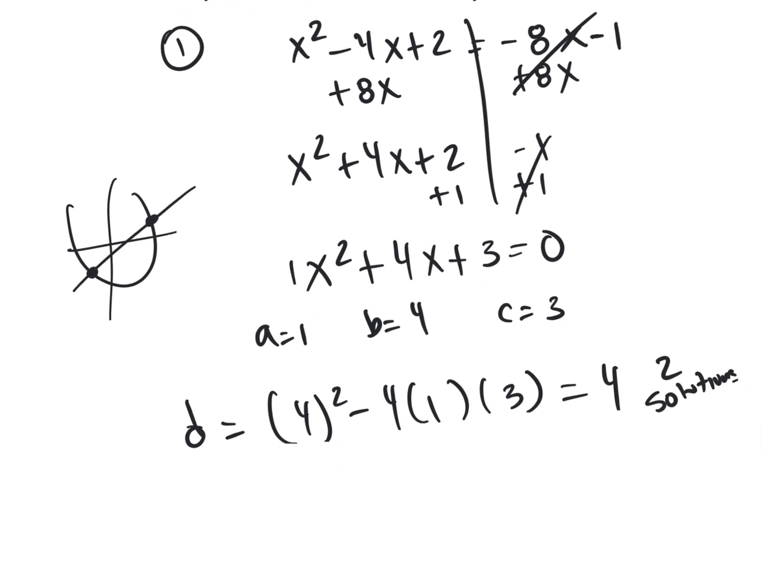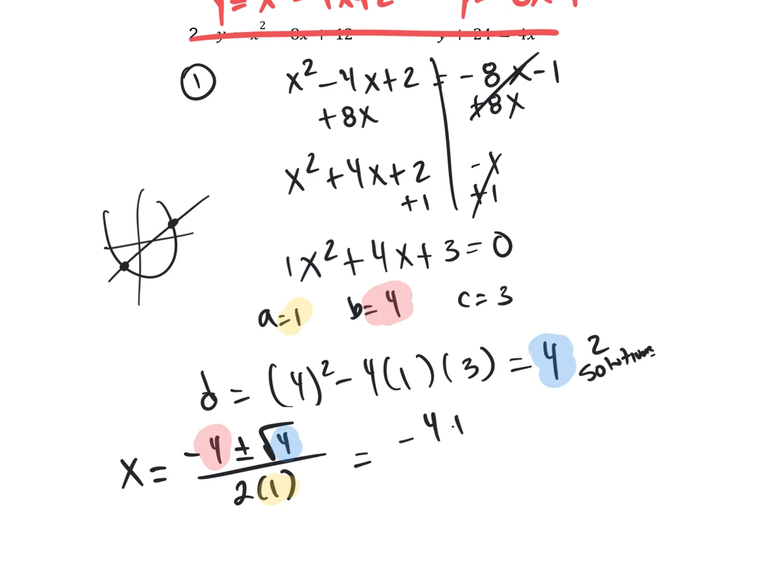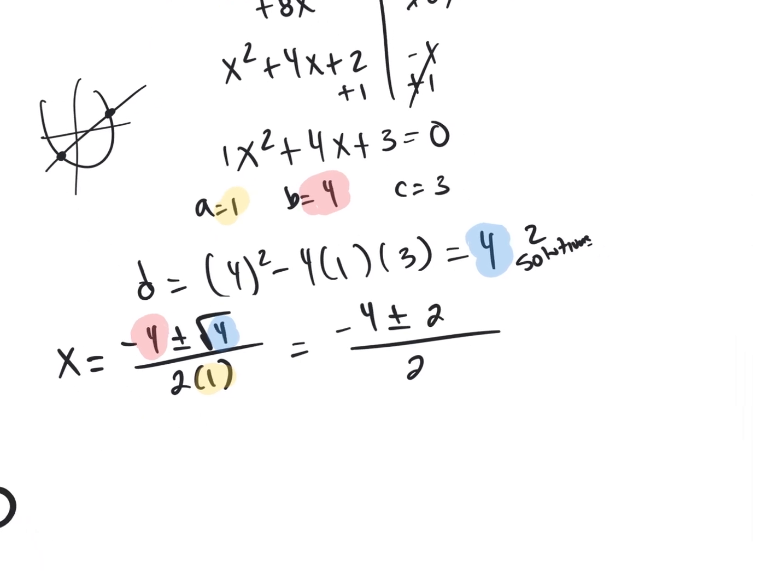So I need to find 2 points where they cross. To find them, first I have to find the x value, so -b plus or minus square root of the discriminant over 2 times a. This is -b. This is the discriminant. And this is the a value. Once I have those numbers, I know -4 plus or minus square root of 4 is 2. And this should give me 2 solutions.